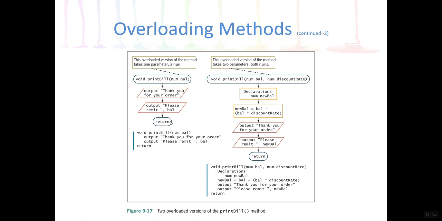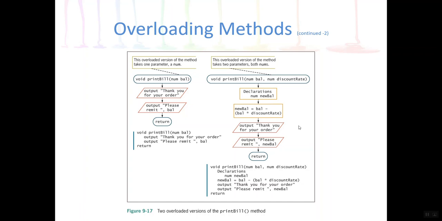Now we don't see a main method in this example, but once a method such as print bill is created, main can then call print bill as needed. Notice, since it doesn't return anything back, we do have a void return type here. That's indicating that it does not return any value back to its caller. And that works very well.